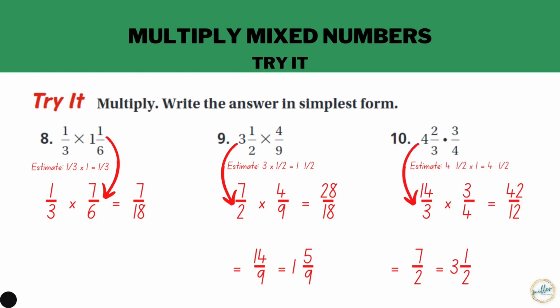Now let's look at number 10. 4 2/3 times 3/4. I estimated 4 1/2 times 1 and got 4 1/2. So my answer should be somewhere around that. 4 2/3 is equal to 14/3 times 3/4. So 14 times 3 is 42, and 3 times 4 is 12. Those can both be divided by 6. 7/2 is equal to 3 1/2. How did you do?